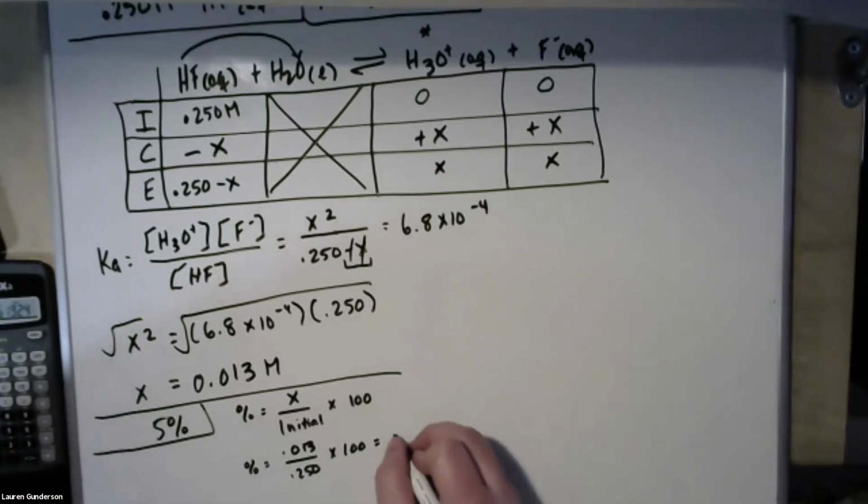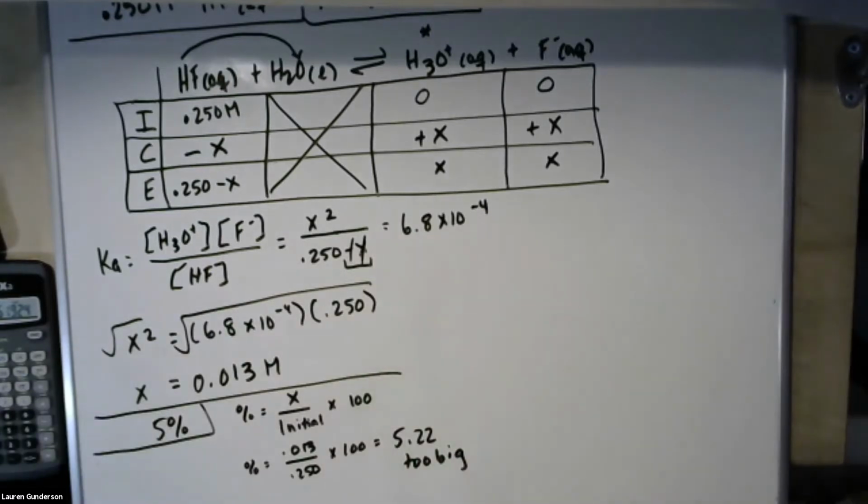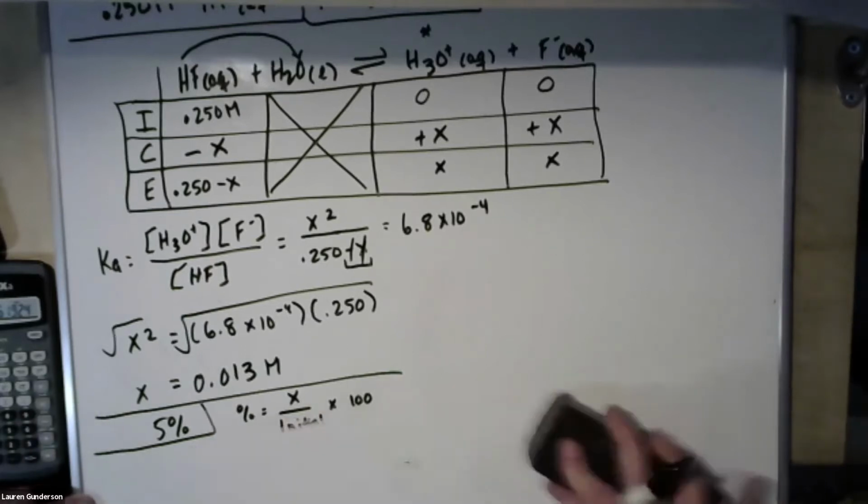Oh, sad. 5.22. It's too big. Okay. That's too big. That means that we have to go back up top and we're going to solve this using the quadratic. Okay. Because 5.22% is above our 5% mark. And that's no good. No good.